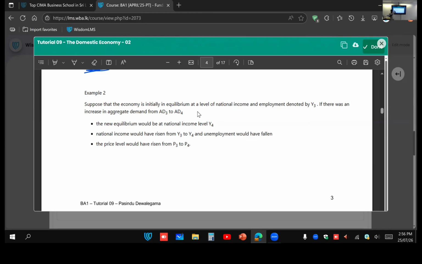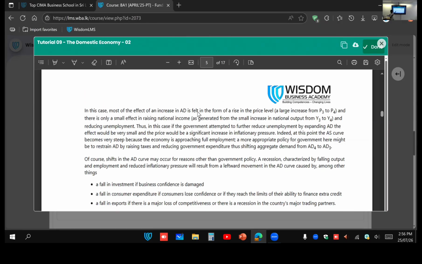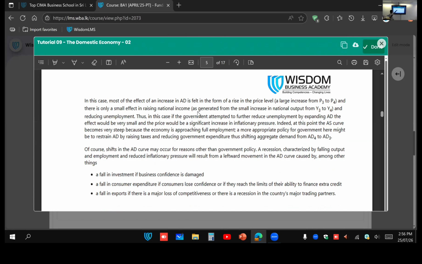So inflationary, this thing is high. Okay. So next, in this case, most of the effect of the increase in AD, aggregate demand, is felt in the form of a rise in the price level, a large increase from P3 to P4, and there is only a small effect in raising the national income. Output has a smaller increase, but the price level has increased a lot, which has created the inflation, while reducing unemployment. Thus, in this case, the government attempted to further reduce unemployment by expanding AD.